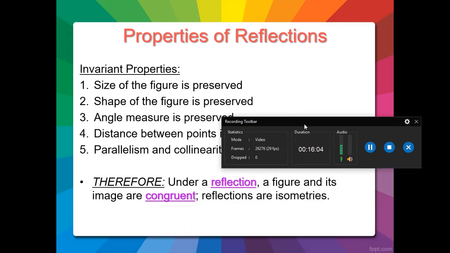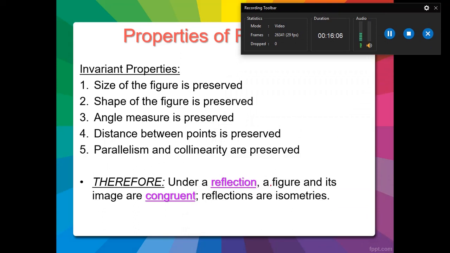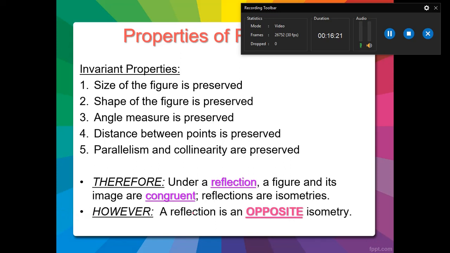So when you perform a reflection, the original figure and its image are going to be congruent. So a reflection is classified as an isometry, which is a rigid motion. Basically, I grabbed it and I flipped it over, but otherwise it's the same. Because it's an isometry though, and it's facing a different direction, this is called an opposite isometry or a non-direct. So the shape is the same, but the letters will be in a different order.